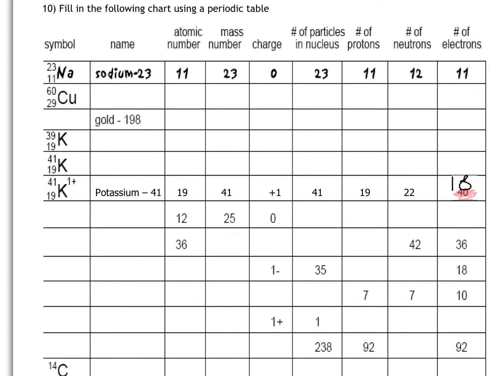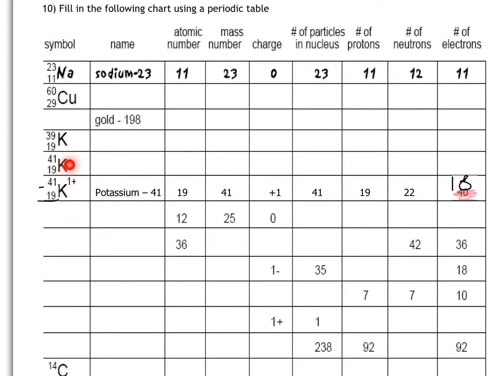We got our atomic number from the number on bottom, our mass number from the number on top, and the charge from the number in the top right. Our total mass comes from the total number of protons and neutrons, so that's 41. Our number of protons, once again, is our atomic number. Our number of neutrons is our subtraction problem, 41 minus 19 equals 22. So the only problem here was the number of electrons.